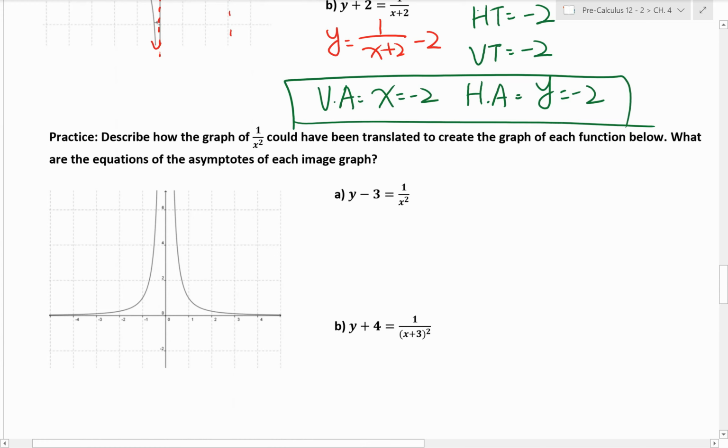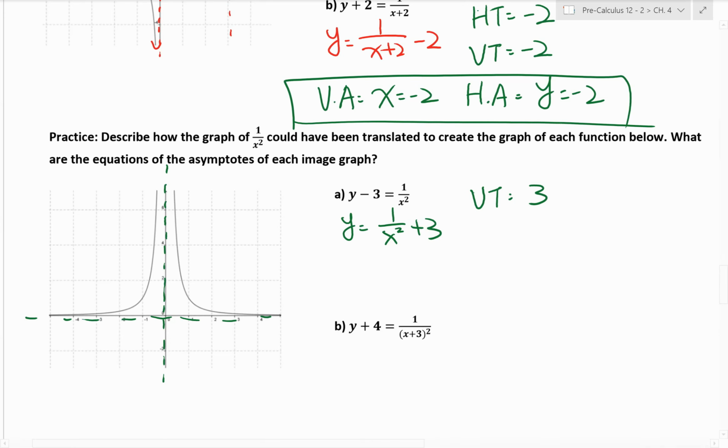Okay, so let's see how you do. We need to move the 3 over, and this becomes plus 3. So this is a vertical translation, 3 units up. And we have 2 asymptotes here. Again, one is at x equal to 0, the other one is at y equal to 0. Because we have a vertical translation, the vertical asymptote does not change. So our vertical asymptote still has an equation of x equal to 0.